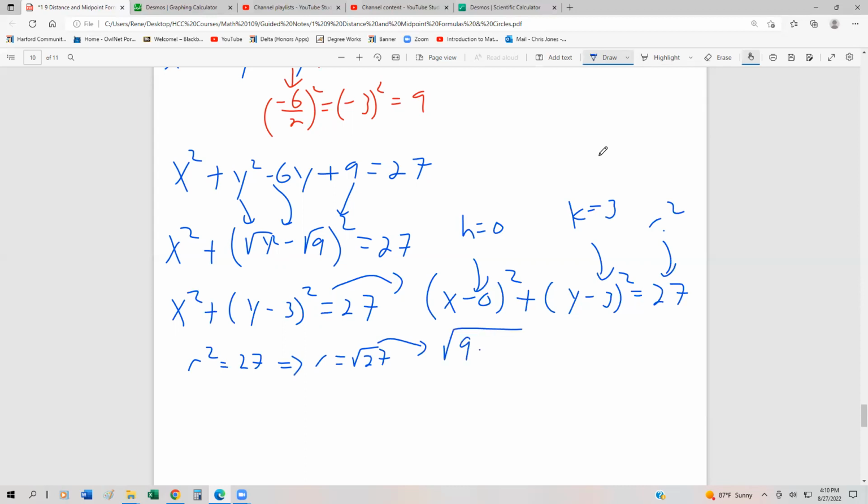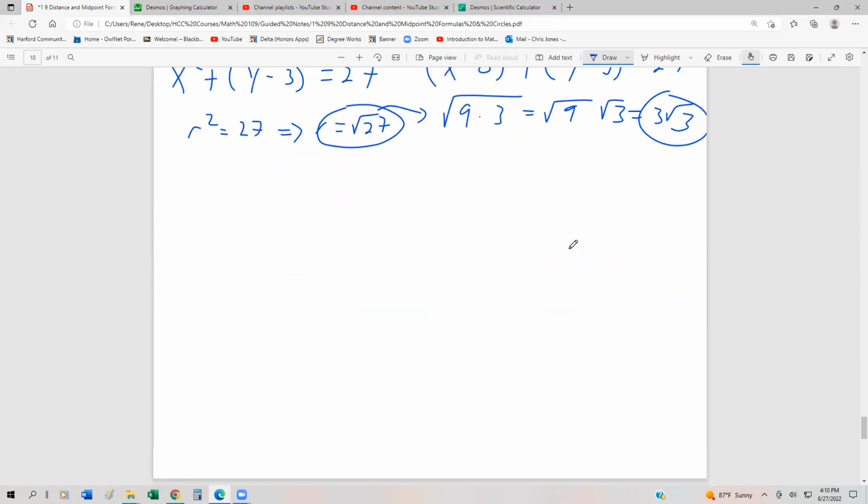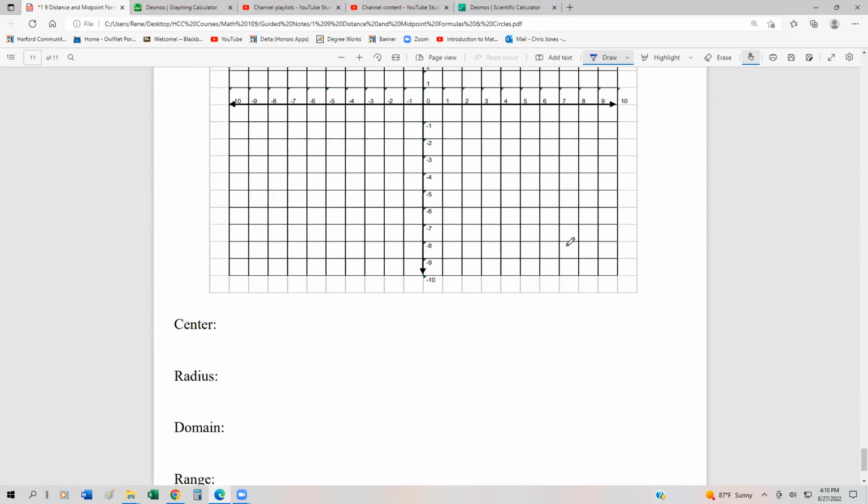Because remember, 27 is 9 times 3, which would be square root of 9, square root of 3, or 3 roots of 3. But I like this better for the radius because now when we put it into our form, it becomes a little bit easier to write in the standard form for us. Okay, so both of these are correct for the radius, but square root of 27 is a little bit easier to digest. So anyway, for our center of the circle, we have the point 0, 3. Now the radius is 3 roots of 3, all right? And that's a little bit tough for us to digest.